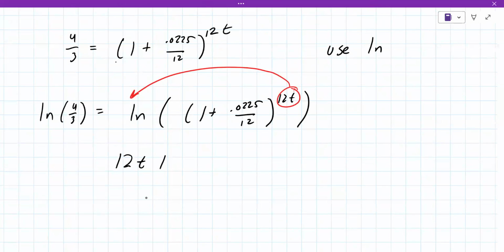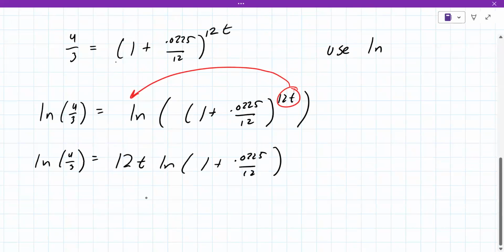Okay, so 12t times the natural log of 1 plus 0.0225 over 12 equals the natural log of 4/3. We're solving for t, so we have to get t by itself. There's this 12, which we're going to get rid of by dividing. You're going to divide both sides by everything but the t.